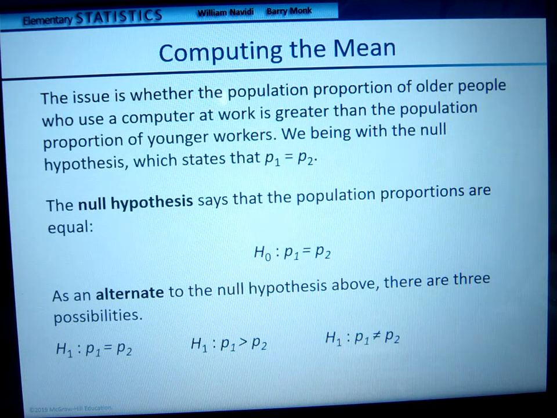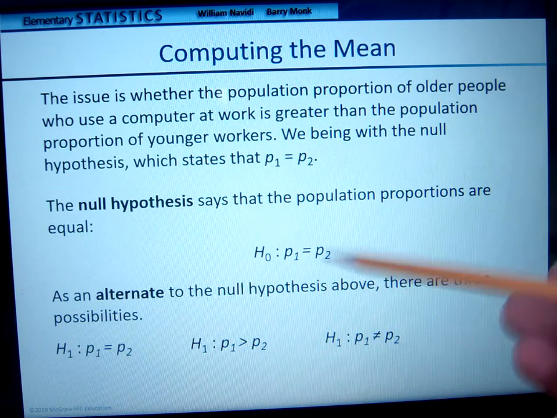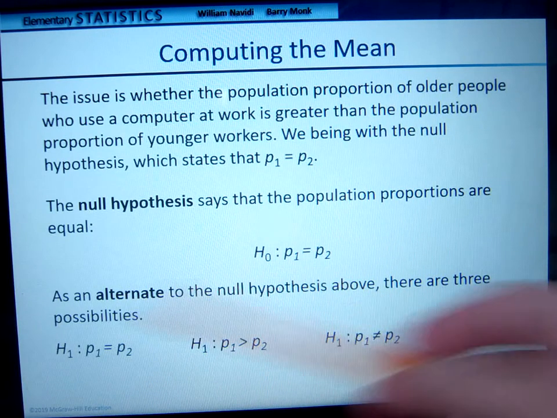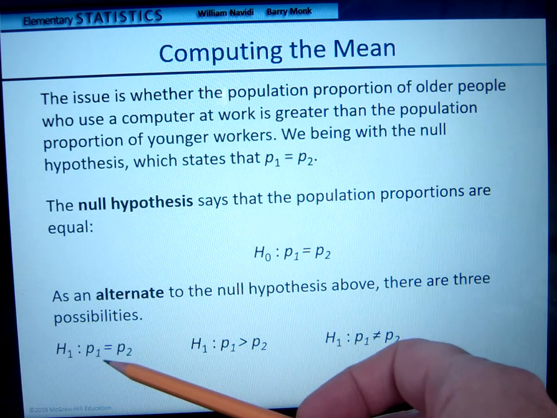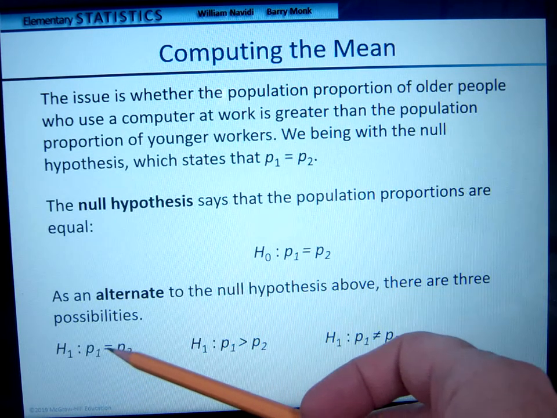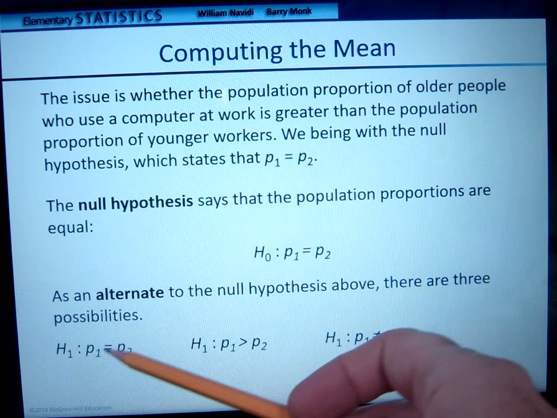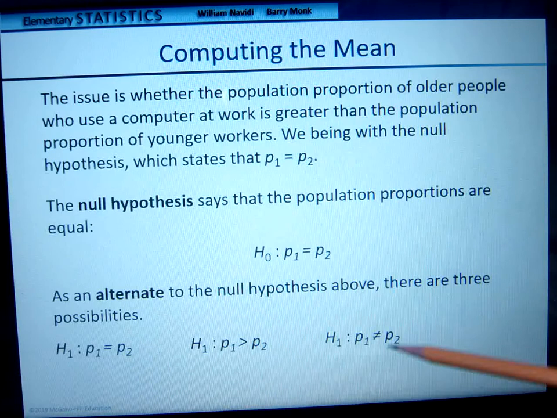So the issue of whether the population proportion of older people who use a computer at work is greater than the population proportion of younger workers, we will begin with the null hypothesis, which states the population proportions are equal. The null hypothesis says that the population proportions are equal, as the alternative says there are three options. This should be, again, another mistake. These mistakes are driving me crazy. This should be smaller than, greater than, or not equal.